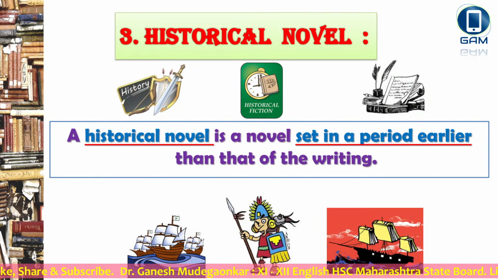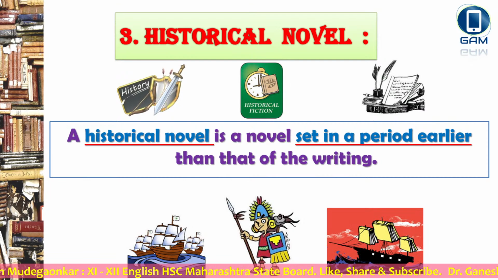Now the third thing is the historical novel. A historical novel is a novel set in a period earlier than that of the writing. It means something had happened. Just imagine that you are writing a novel on Titanic and its complete journey. That thing has already happened and you know the history, but how are you going to depict it, how are you going to write it?